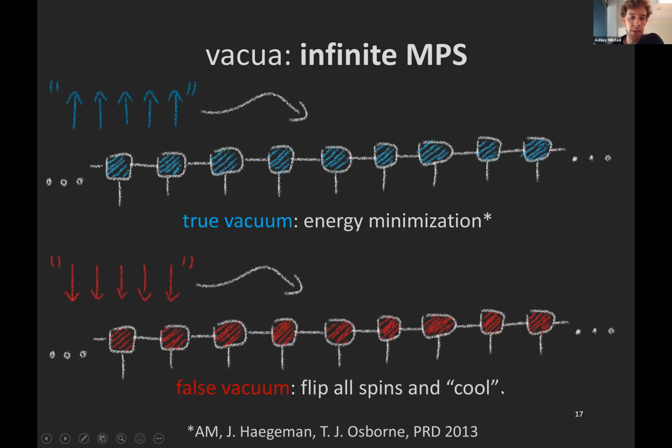Now, this is related to what I said before. If the symmetry breaking field is sufficiently small, for all practical purposes, there is a false vacuum eigenstate that you can reach in this way. If the potential is too large, if the field is too strong, then you won't be able to find a metastable false vacuum state in this way. Okay.